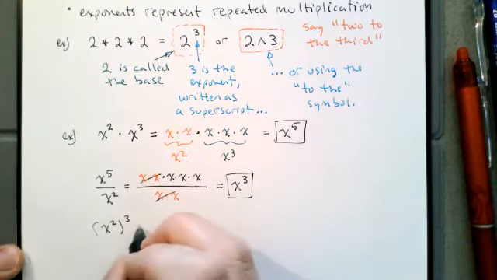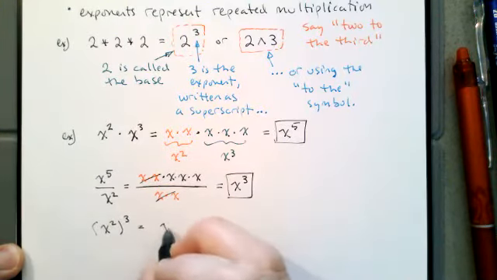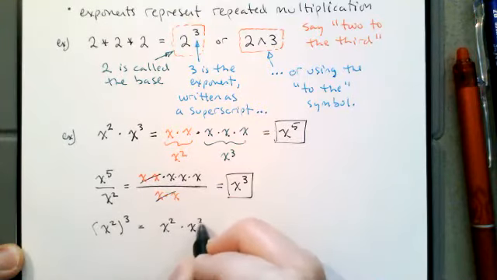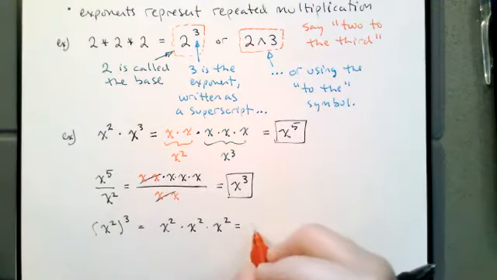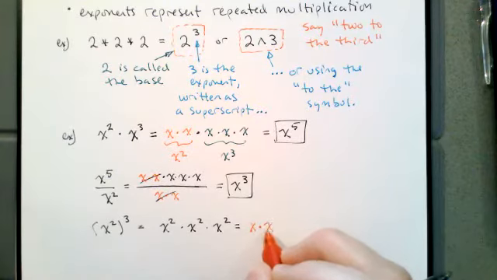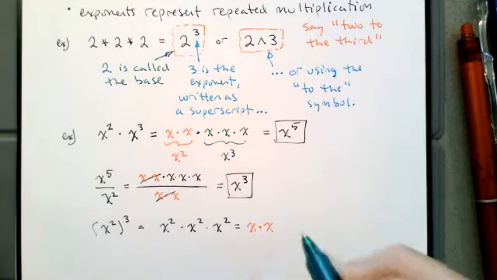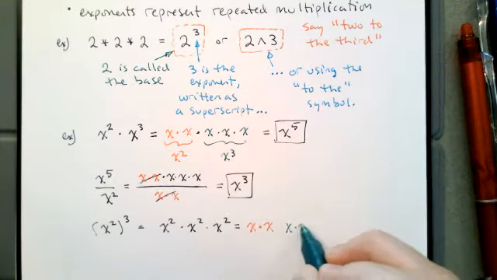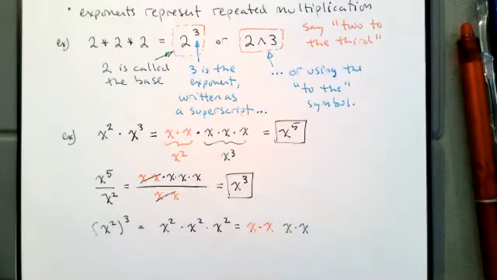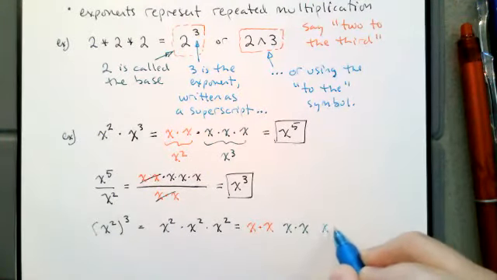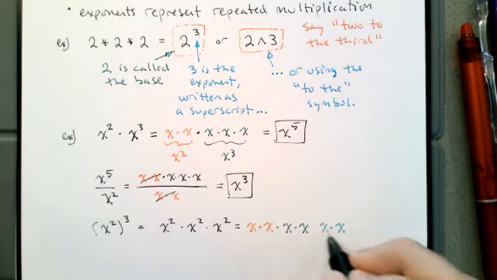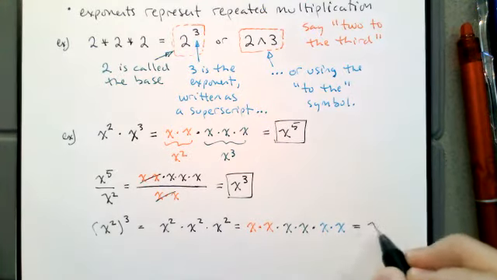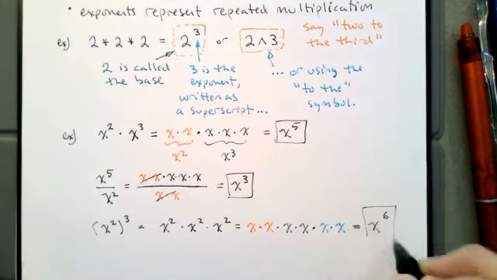The x squared to the third means I have 3 copies of x squared. It's x squared times x squared times x squared. And each x squared is 2 x's. So I have an x squared, that's an x times x. Then I have another x times x for the one in the middle, and then yet another x times x for the one at the end. So what we're doing when we say x squared to the third is multiplying 6 x's together, and so it makes sense that we would write that as x to the 6th.